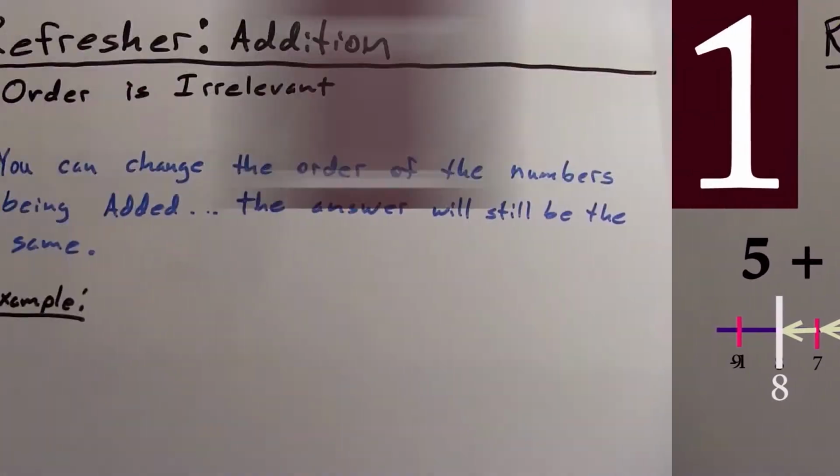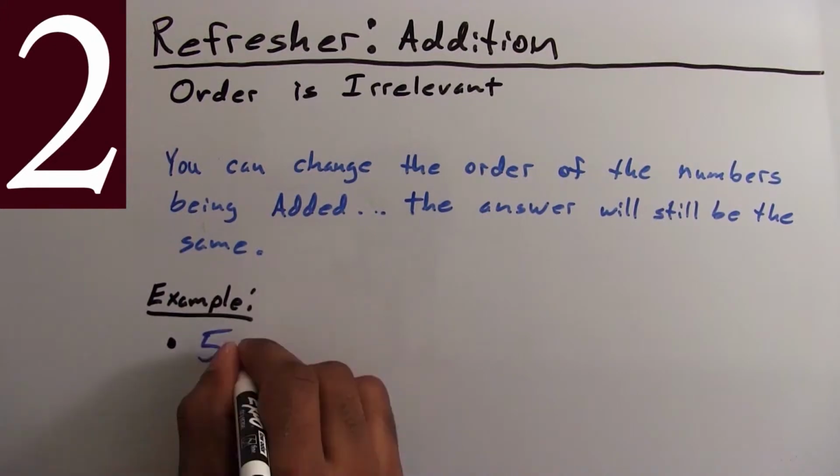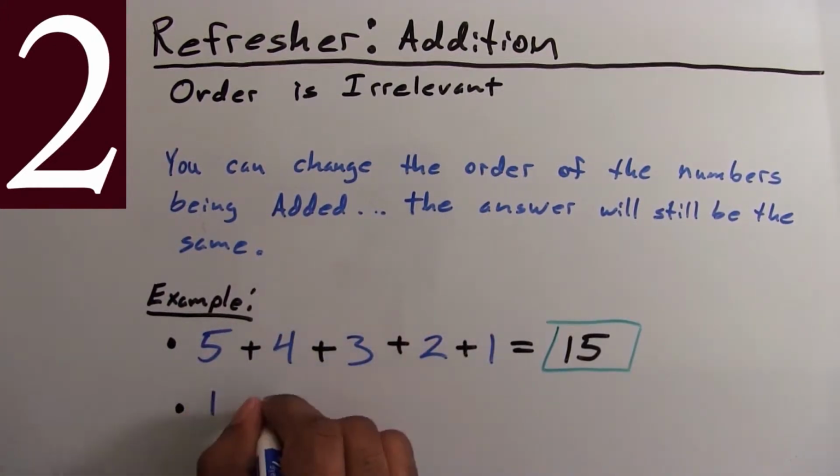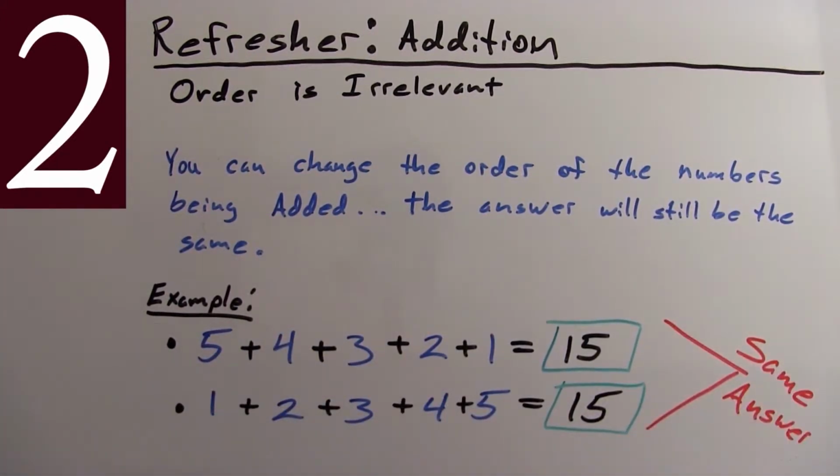The second thing you need to know about addition is that order is irrelevant. You can change the order of the numbers being added without changing the answer a lick. Adding numbers counting down 5 to 1 is 15. Adding them counting up from 1 to 5 is still 15.